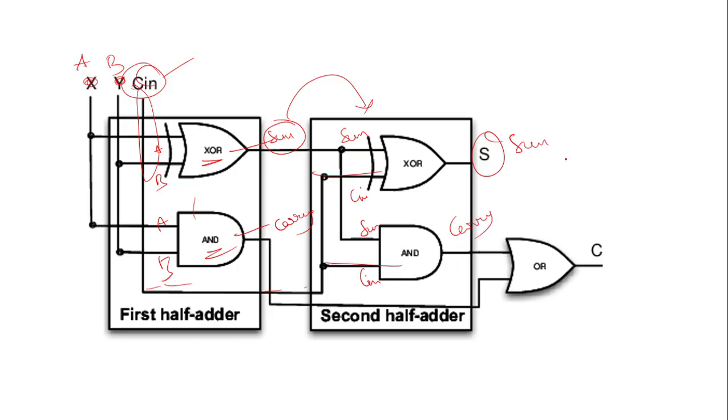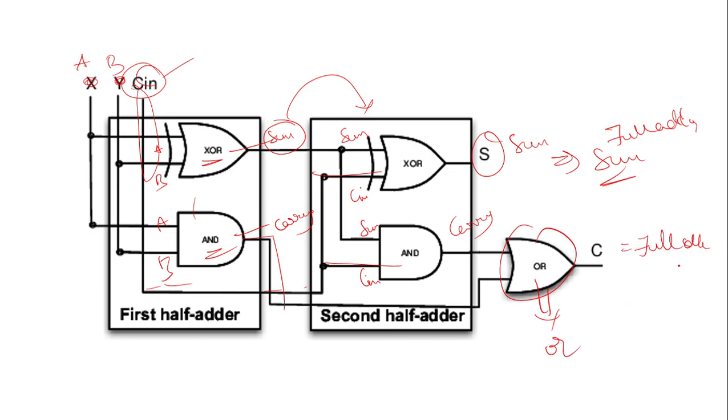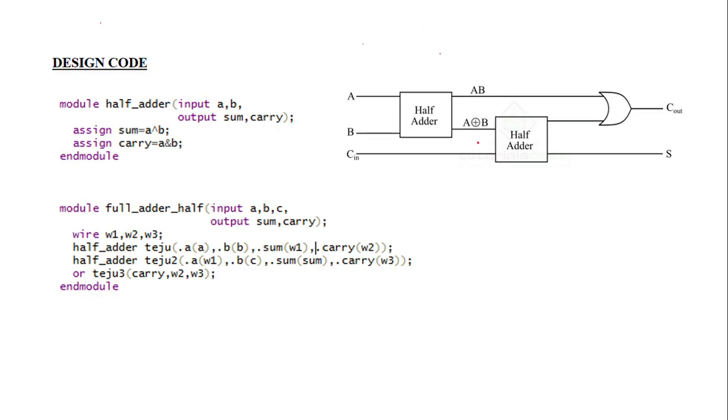This is our final full adder sum. But how do you get the carry? The carry generated by the first half adder and the carry of the second half adder go through an OR operation. Then we get the full adder carry. So like that, by giving three inputs we get sum and carry. This is our schematic diagram, our block diagram. Till now if you have any doubts you can comment. Now just look into the code.